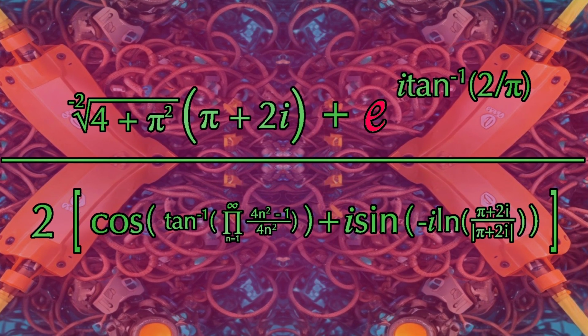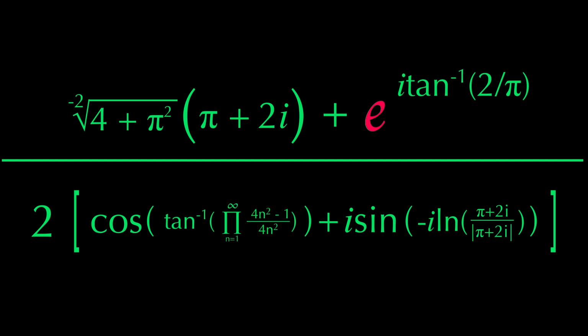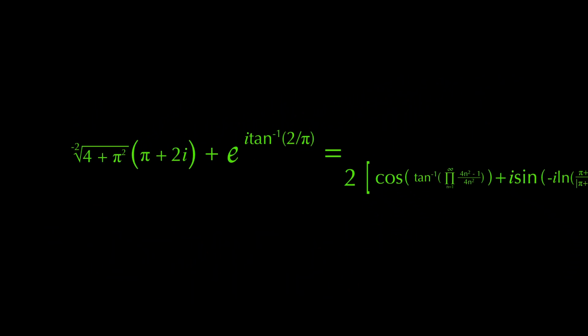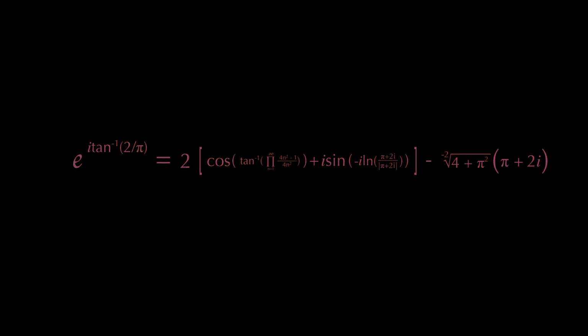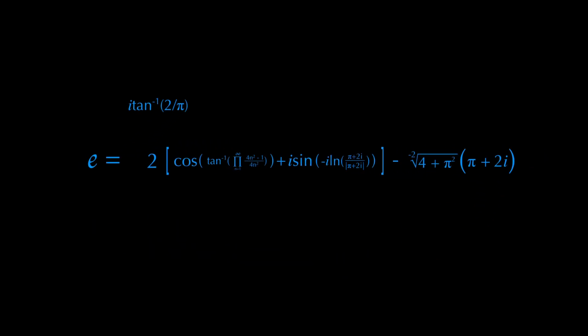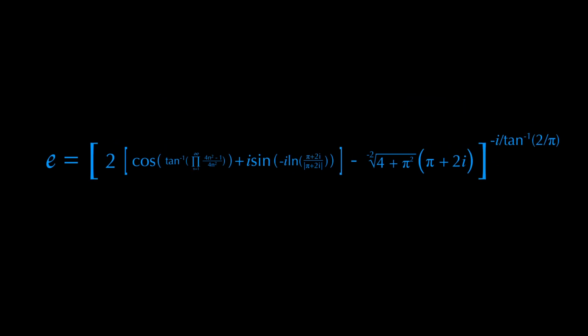Notice this e over here. Let's try to isolate it. First, we have to flip that to the other side. Then we subtract this. Now we need to do something a little tricky. We need to move this power here, but we don't want a giant root symbol. Fortunately, all we need to do is change this to a minus, and we can keep it as a power. And there you go, a very long equation that results in e.